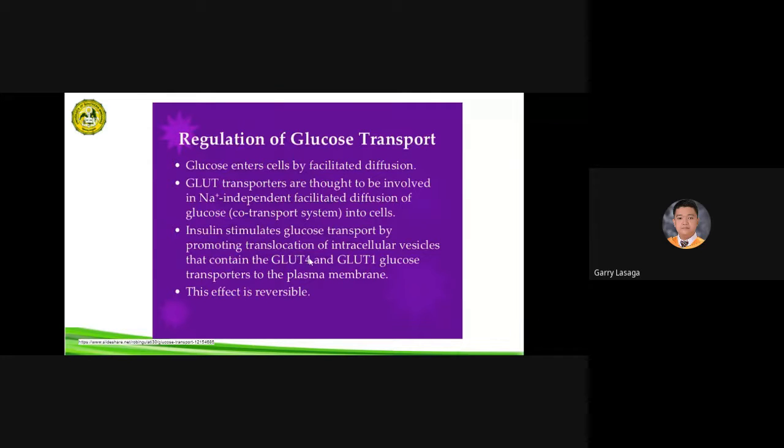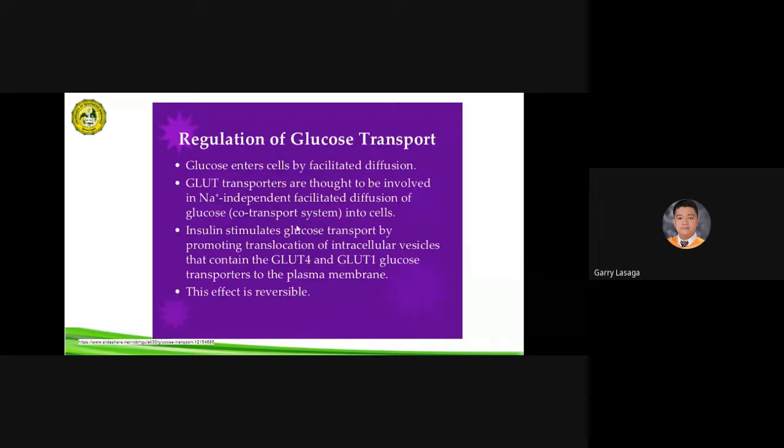Now, for example, the liver. In the liver, when glucose is present in higher concentration in the blood, this will facilitate the formation of our glucose transporters or GLUT4 in the presence of insulin. So in this case, the glucose will be able to move from the outside of the cell towards the liver cells. And this effect is considered to be reversible.